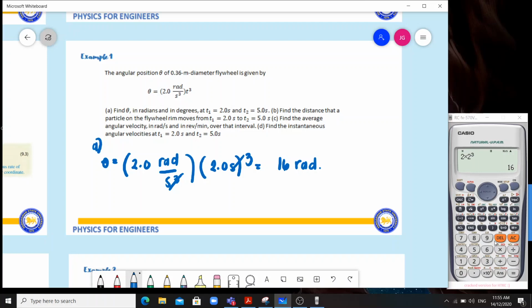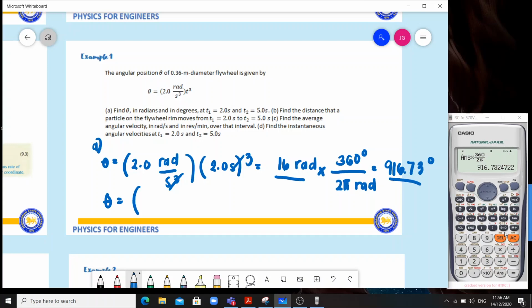Then let us convert to degrees. 2 pi rad is equivalent to 360 degrees. So that is 16 times 360 over 2 pi, which is 916.73 degrees.